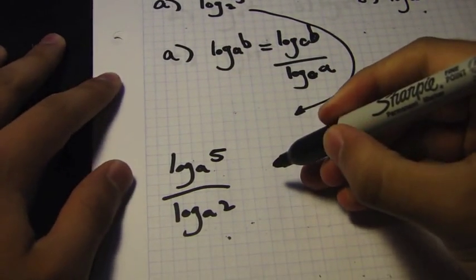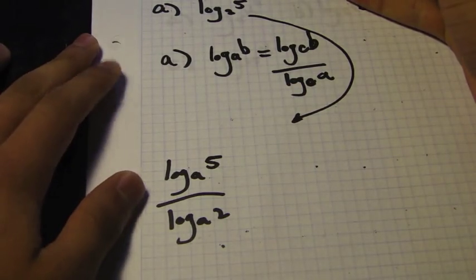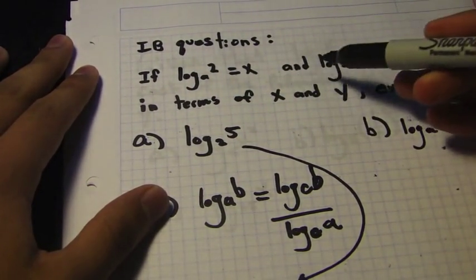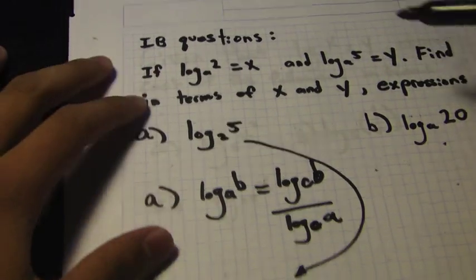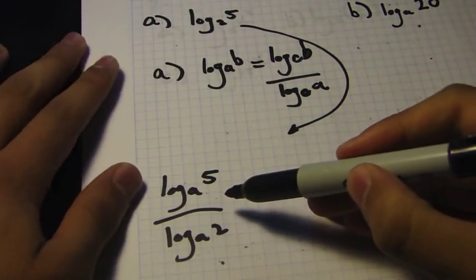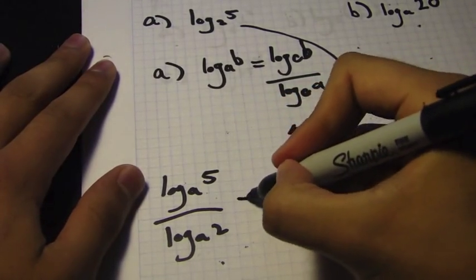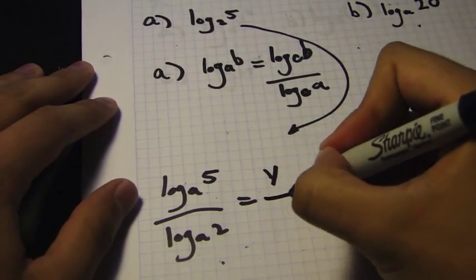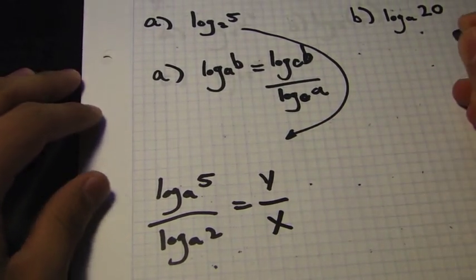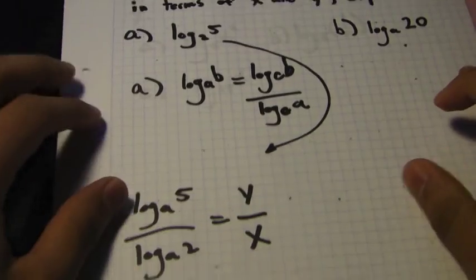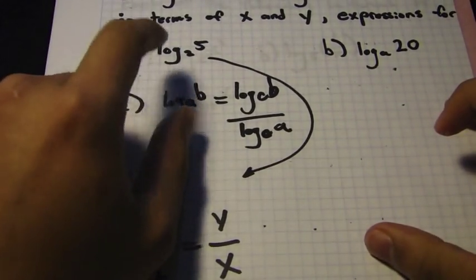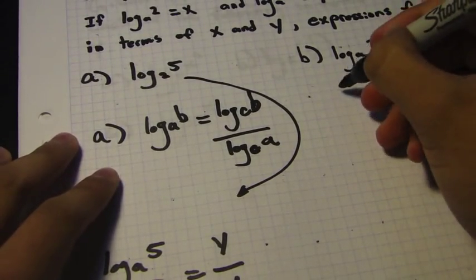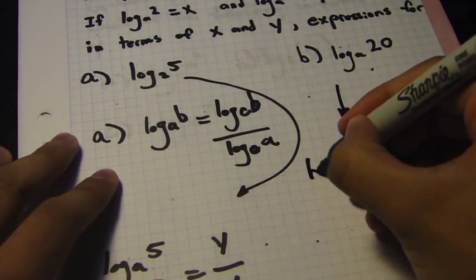Alright, so once you change the base, it's given here that log base A 2 equals x and log base A 5 equals y. So basically what you have to do here is just substitute x and y for these. So the answer will be y over x. Alright, that's pretty easy. This is a very common question, so just know the steps for these. Part B, this is pretty easy.